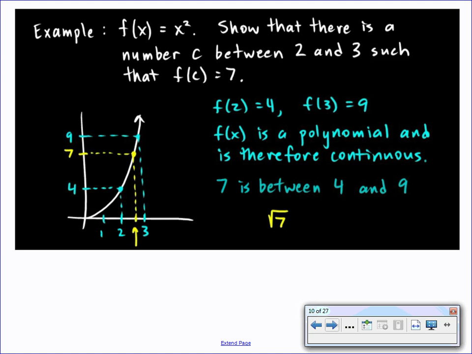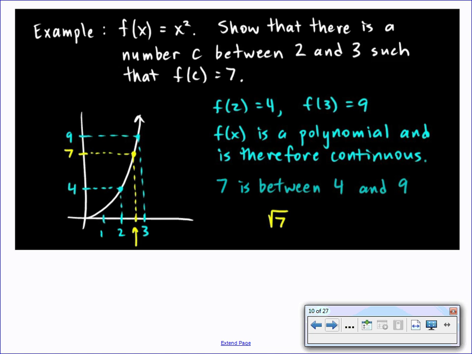where f of c equals 7. That is, my function x squared equals 7. Well, let's see the function on the interval 2 to 3. F of 2 equals 4, f of 3 equals 9. Is my y value of concern in between 4 and 9? Yes. Is my function f of x equals x squared continuous? Yes. I satisfy the two prerequisites for the intermediate value theorem to apply.